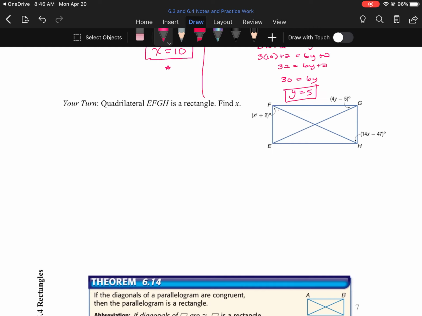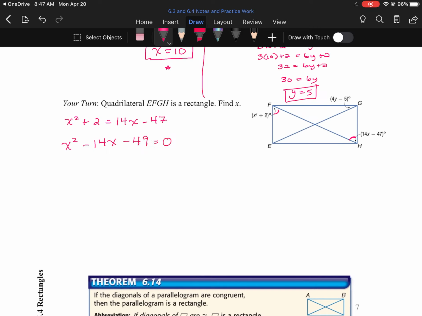All right, so we know that this angle and this angle are congruent because they are alternate interior angles. So I'm going to set them equal. So x squared plus 2 equals 14x minus 47. Since I have a squared term and a regular x term, I have to get everything to one side. So I'm going to do x squared minus 14x minus 49 equals 0.